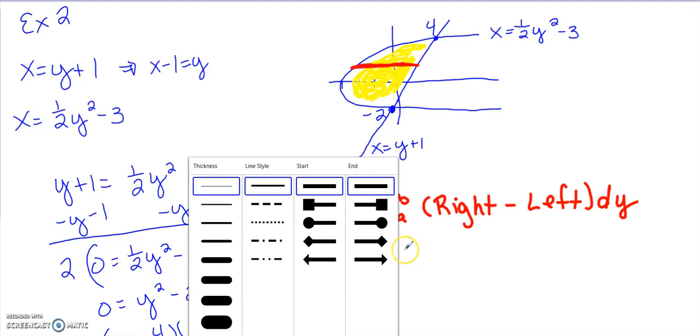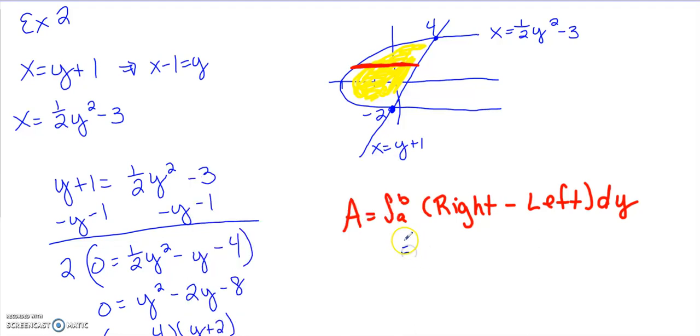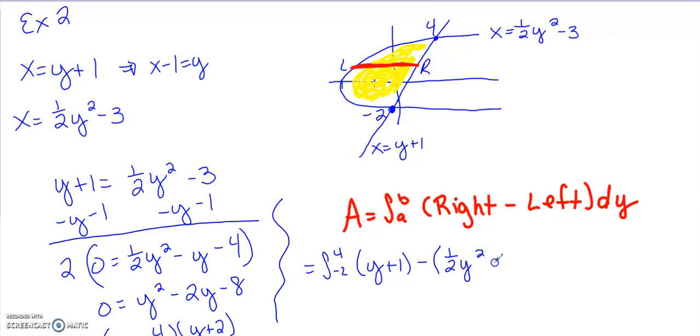So let's go find our area. Here we go. We're going to integrate from -2 to 4. My right equation is right here, which is the line, y plus 1, minus the left equation, which is that parabola, 1/2 y squared minus 3, dy.